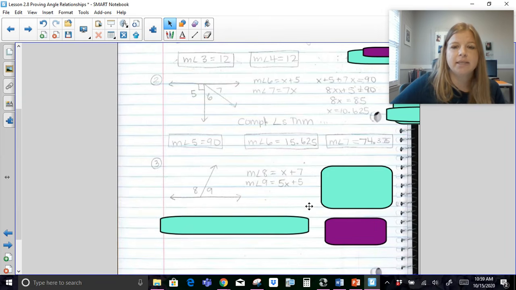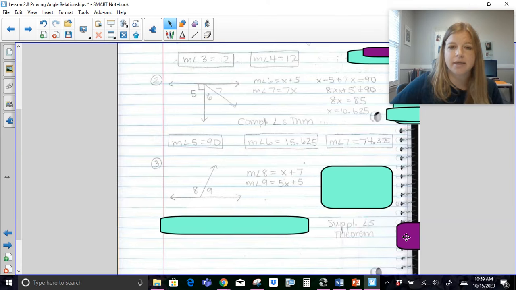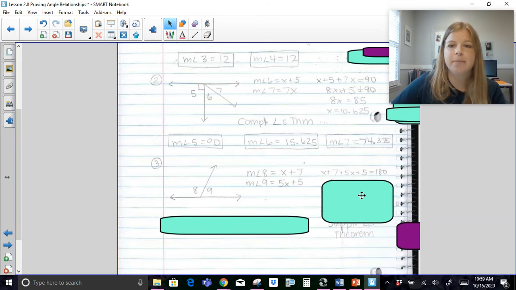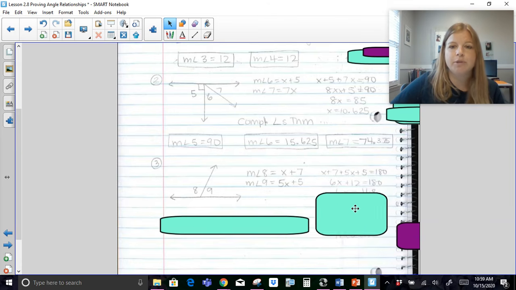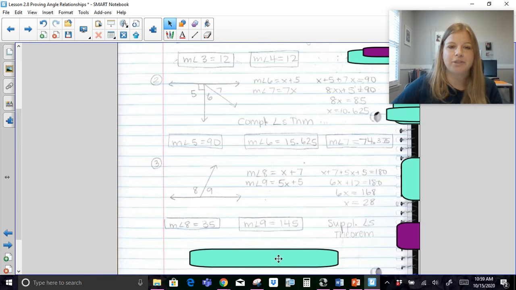This last one, guys, I see that these two angles form a straight line, which is a linear pair. If it's a linear pair, then I know they're supplementary, so that's your supplementary angles theorem, which means I would add these up to 180. I would use my good algebra skills to solve for x, and once I get x equals 28, I would be able to substitute that back in for x in my angles to find my angle measures of 35 and 145.